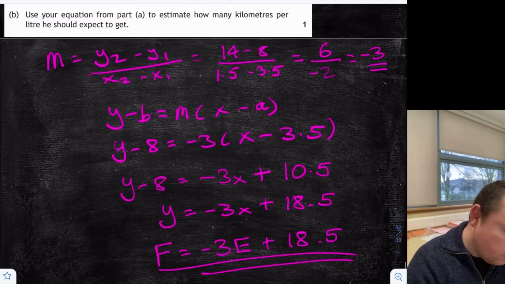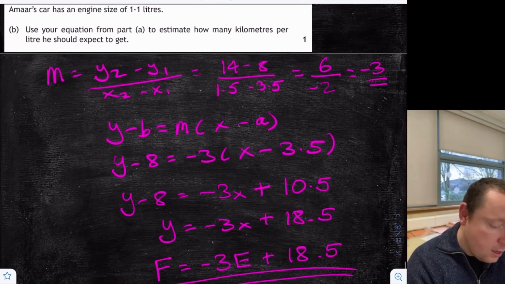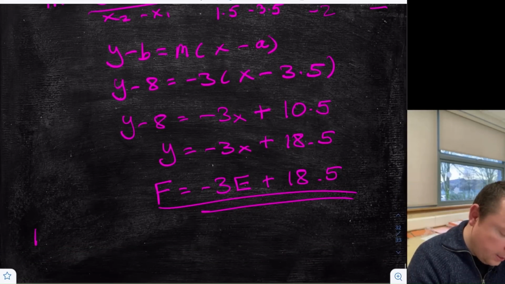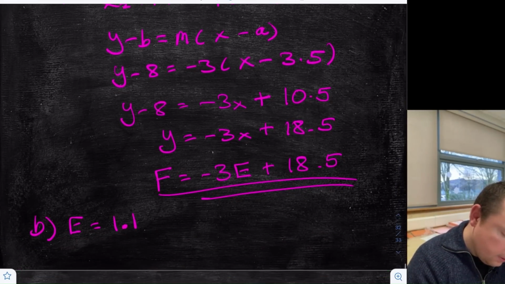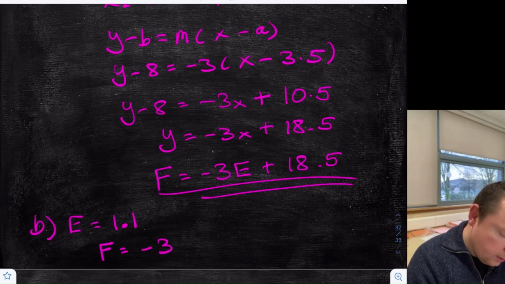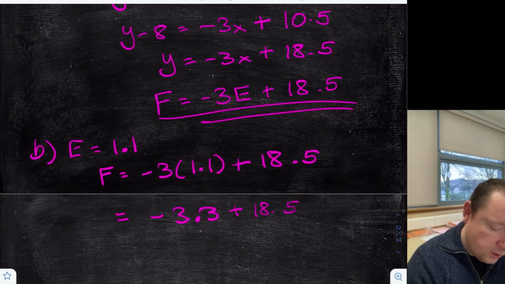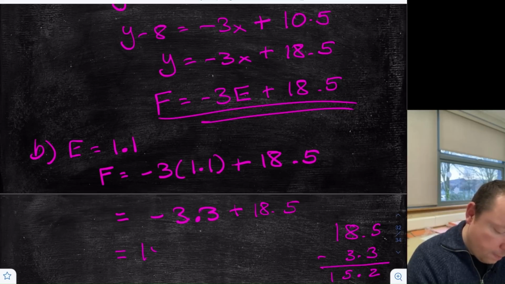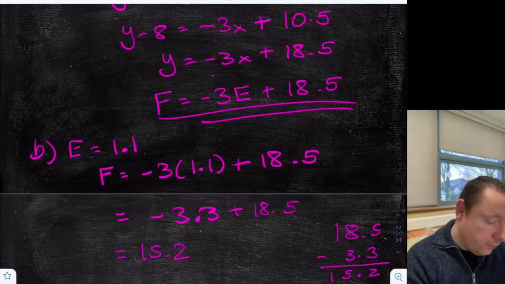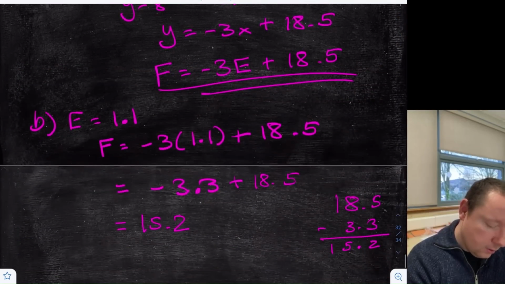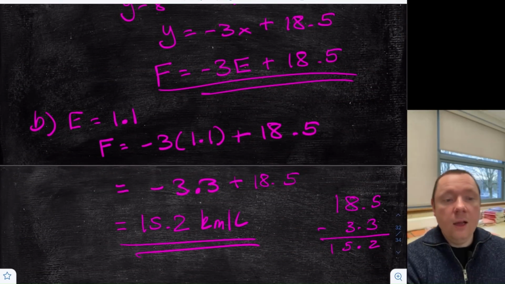Part B says use your equation to work out how many kilometres per litre he gets, which is f, and his engine size is 1.1. So for part B, e equals 1.1. So that means that f equals minus 3 times 1.1 plus 18.5. That equals minus 3.3 plus 18.5. And if you can't do that sum, you can just at the side do 18.5 minus 3.3 to get 2, 8 minus 3 is 5 and 1. So you get 15.2. And the units were given to us, kilometres per litre. And we're done there for our final mark.